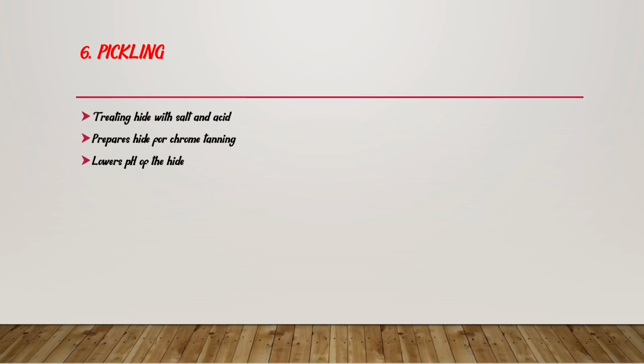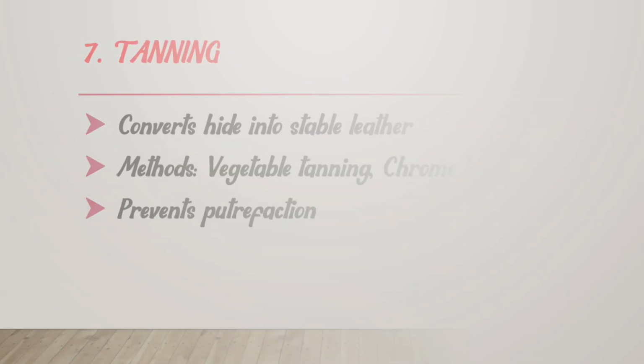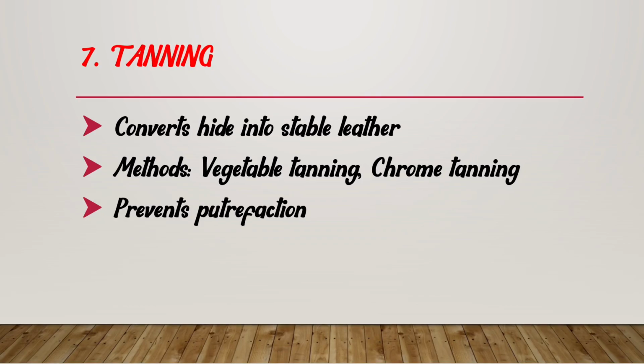Then pickling. In this pickling process, they treat the hide with salt and acids so that it prepares the hide for chrome tanning. It lowers the pH value of the hide. Then the seventh one is tanning. In this tanning process, they convert hide into a stable leather. The methods involved for tanning are vegetable tanning and chrome tanning, so that it prevents putrefaction.